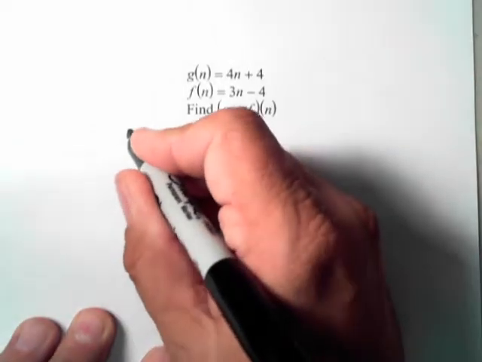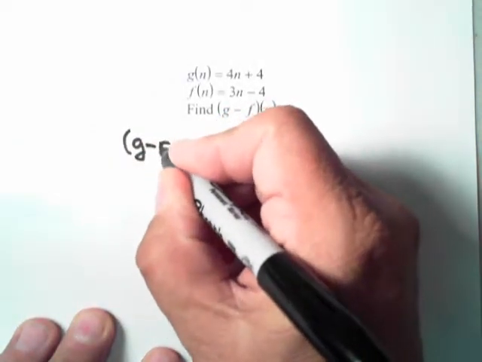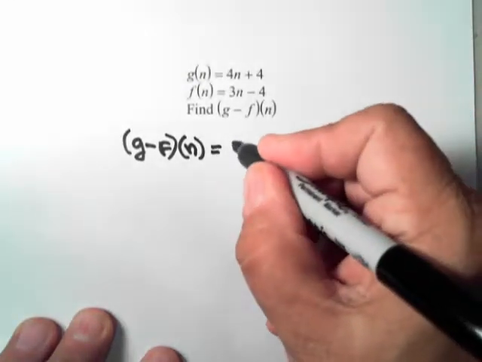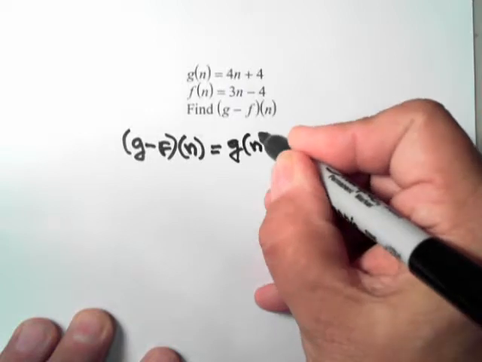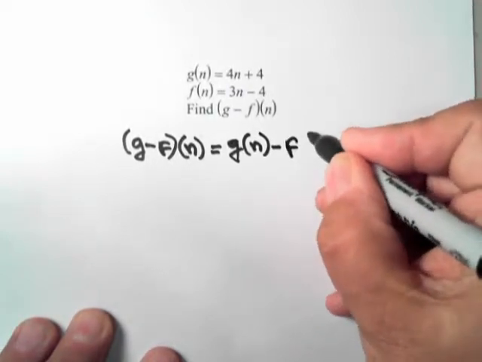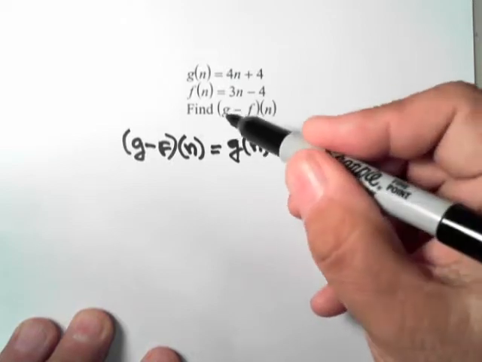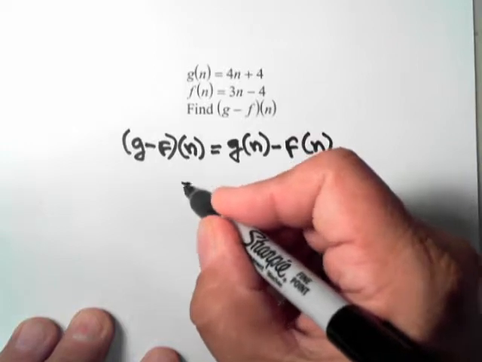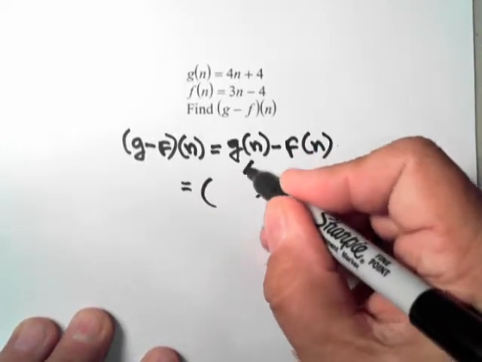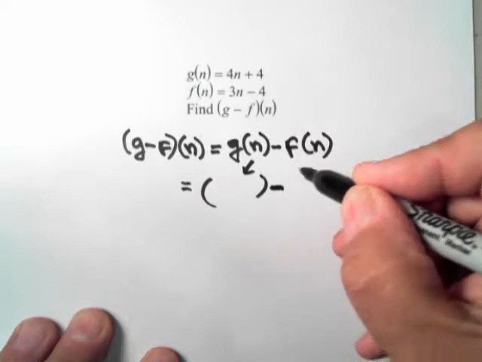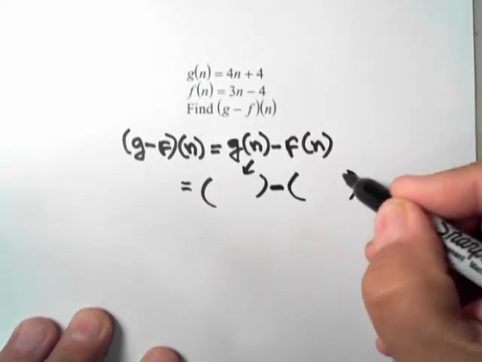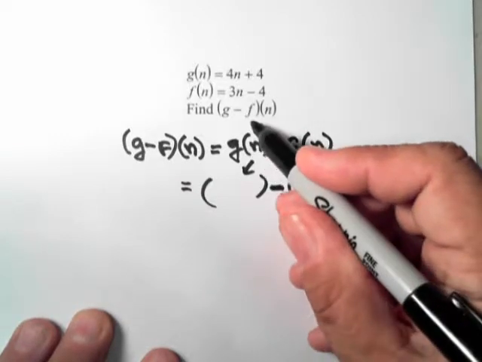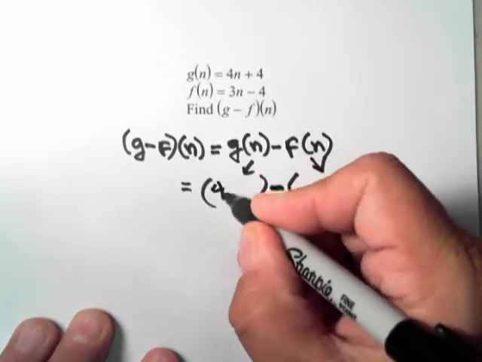So here we go. What we've got now is g minus f of n, which is going to equal g of n minus f of n. Okay, we're doing subtraction here, so here it is. First guy, subtract the second. Now, once again, let's substitute in what these guys are, but notice now we got a minus in front of this second function here, so here we go. What's the g of n equal to? Looks like it's 4n plus 4.